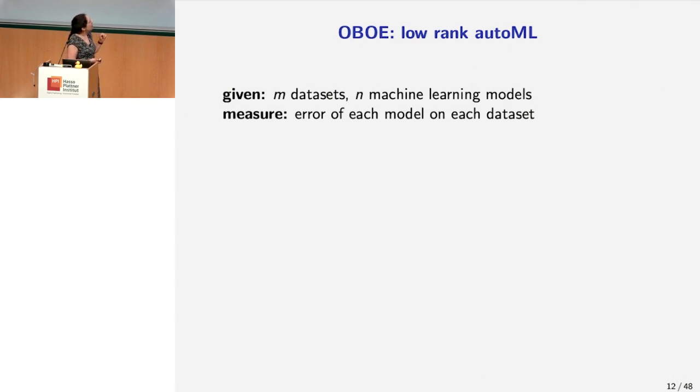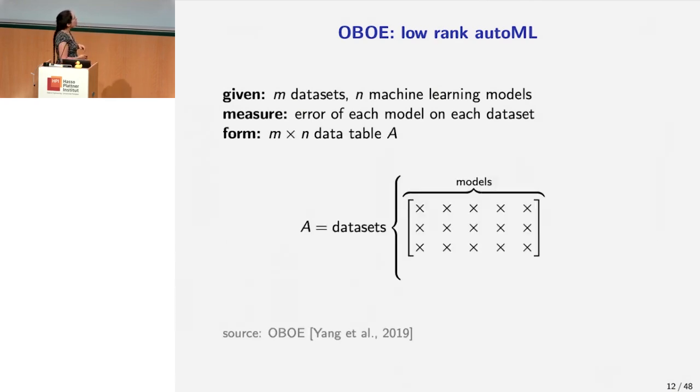You're going to measure the error of every model on every data set, okay? So if M and N are sort of moderate, it's actually not too bad, and this is the training phase, so we're allowed to do a lot of work, okay? If you think it's bad, you can also sample these, especially if you sample uniformly at random, that's even better, and the method works almost the same. We're going to form this M by N data table.